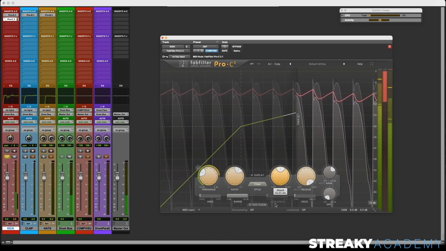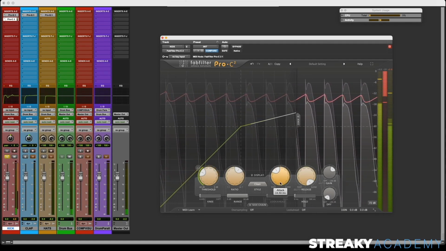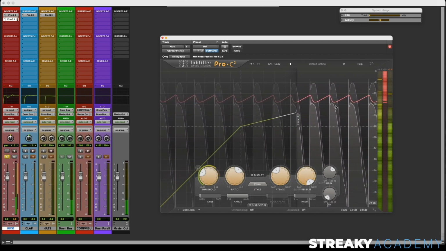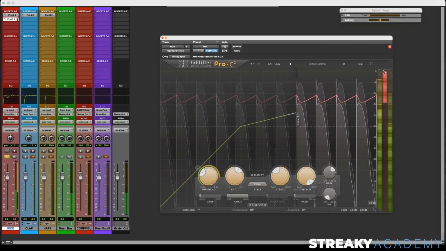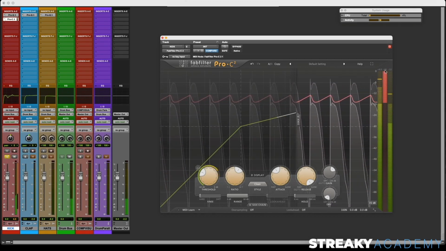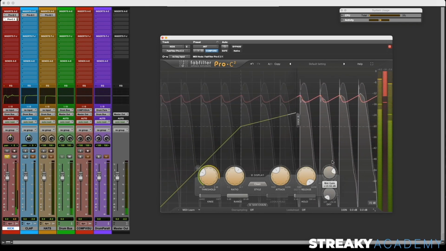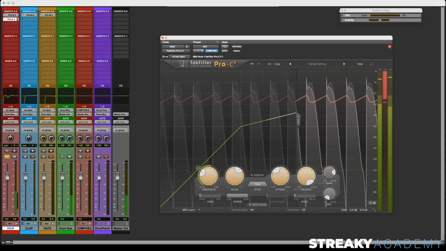I'm going to have a fairly fast attack, meaning that it's going to pull it down really hard. And then I'm going to have a slow release, meaning it's going to hold on to it. As you can see here, we're taking away -18 decibels in gain reduction. So I'm going to add in a little bit more, maybe add in 14 decibels here.